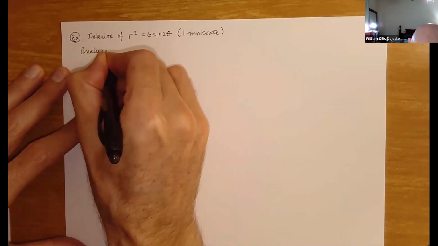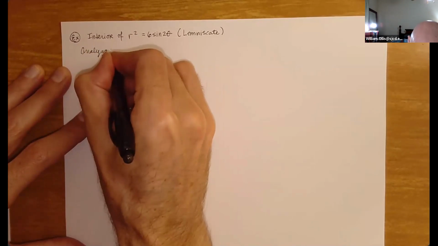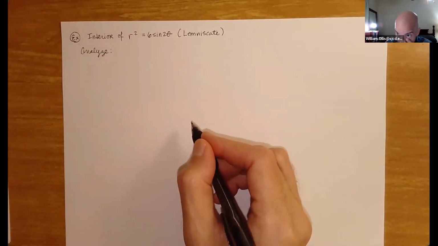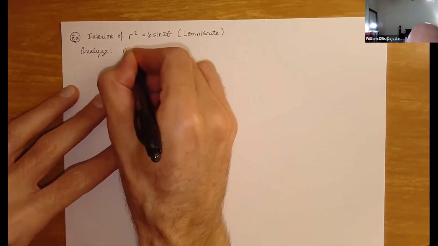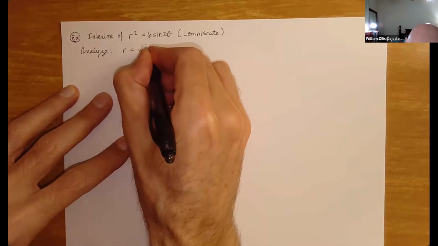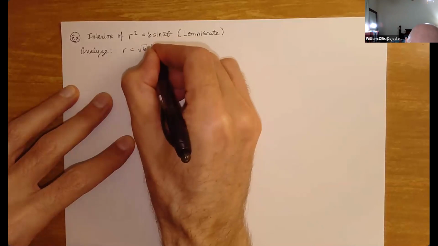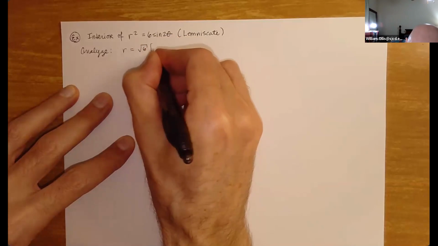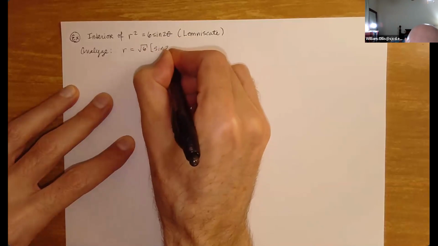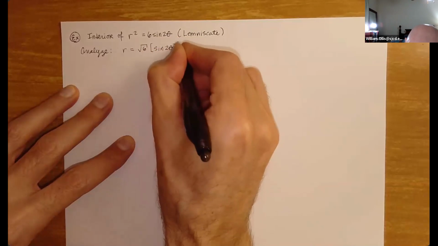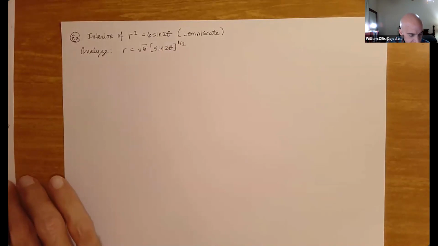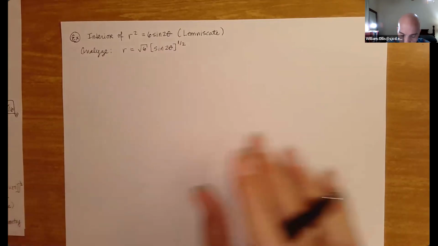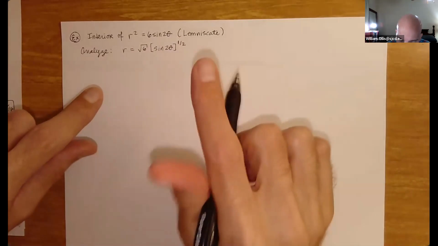This is where I remember as a kid, I thought this Cartesian strategy is important. So we're going to analyze the principal square root. So that'll give us a square root of 6, and then we'll have sine 2 theta, 1/2.